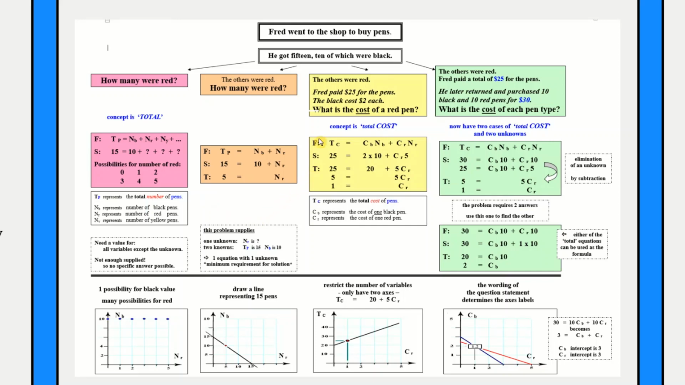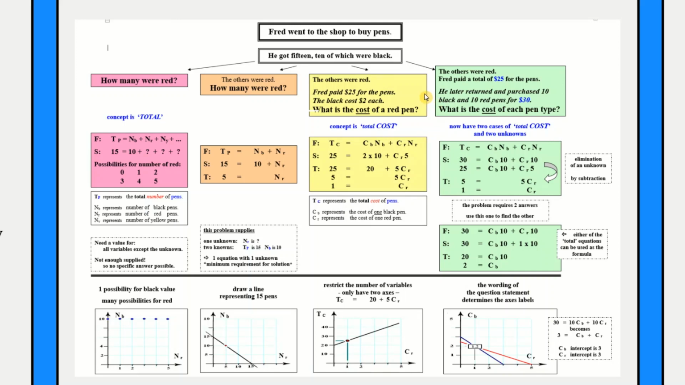In the third question, there's a transition from the number of pens to the cost of the pens. Fred paid $25. So that means our initial equation is based on a total is made up of subtotals. That's common sense. We all use that in everyday life. So here we substitute the given information, one unknown remains, and we can find its value.